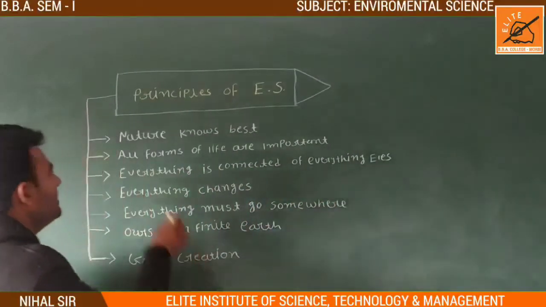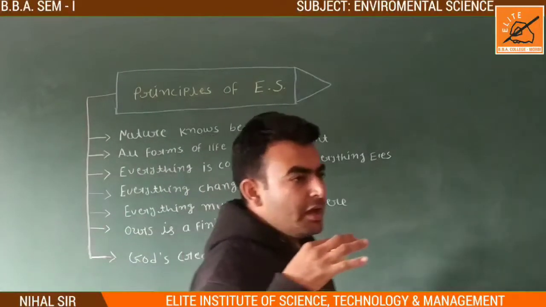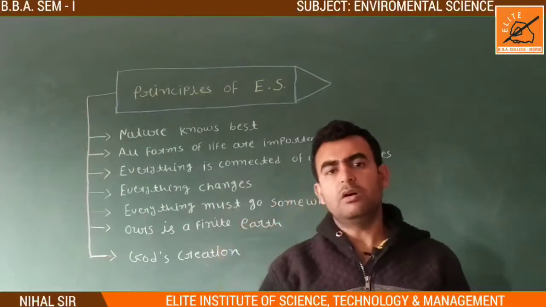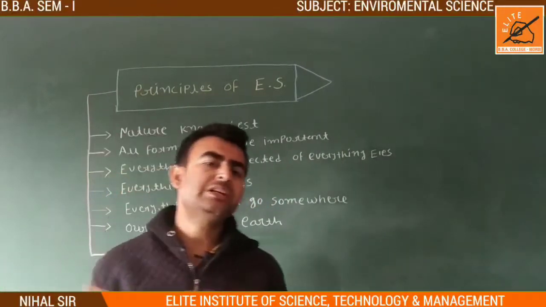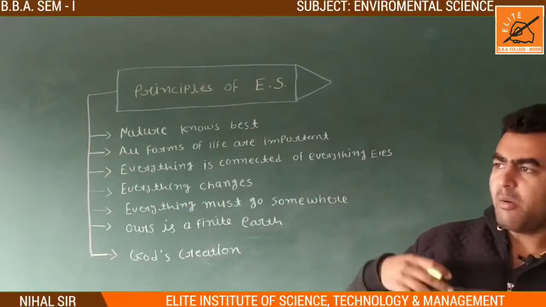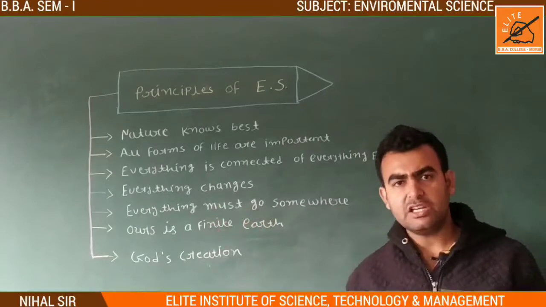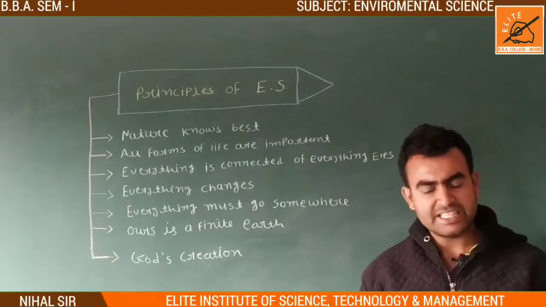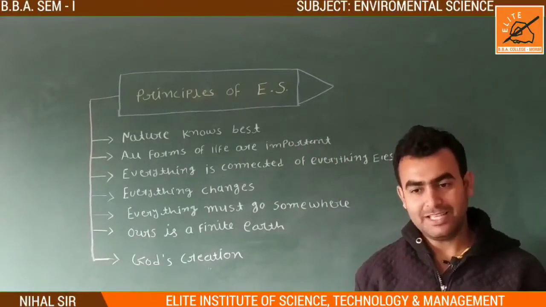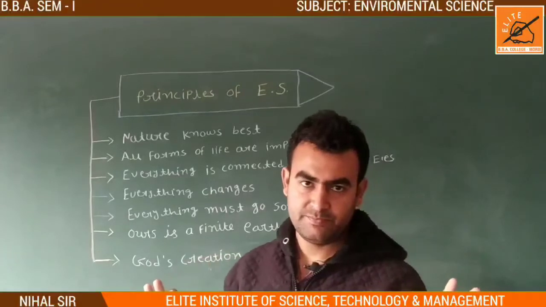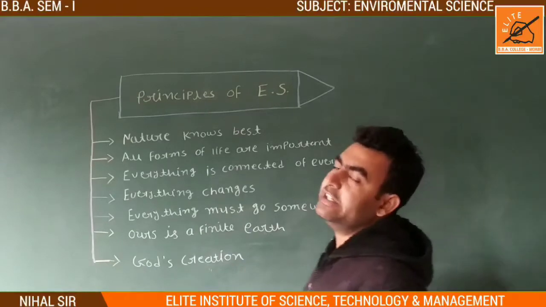Our second principle is that all forms of life are important. In our environment, on our earth, humans cannot live in isolation. If the other elements around us, biotic and abiotic things, are not present, imagine what this earth would be like. So humans cannot live in isolation. All forms of life are important and all are interconnected with us.